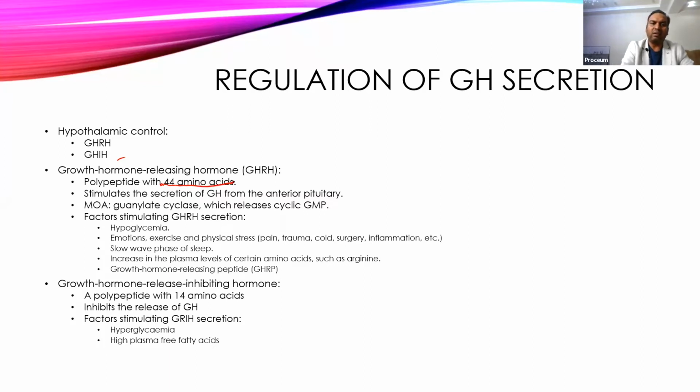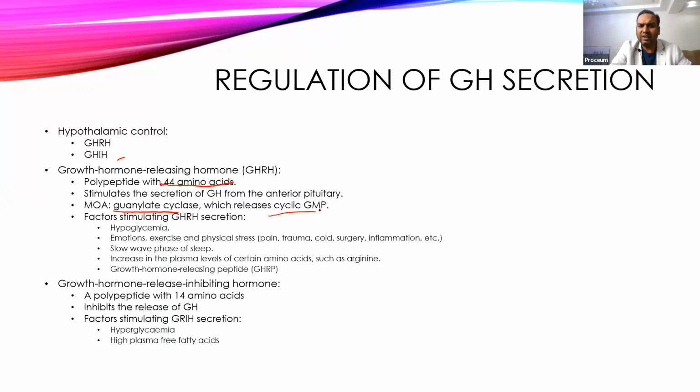And how does it act? It acts through increasing the activity of guanylate cyclase, which causes increased release of cyclic GMP in the cells, and that will cause the production of growth hormone. What are the different factors which affect GHRH directly? Hypoglycemia will directly act on GHRH and increase the release of the GHRH.